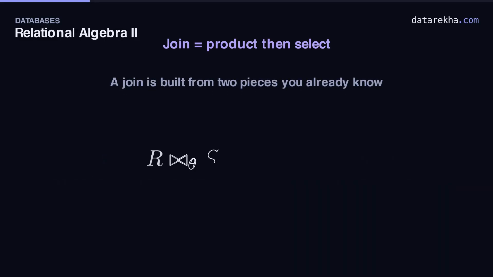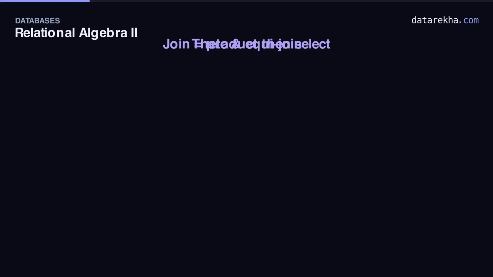Written in one line, R bow tie sub theta S equals sigma sub theta of R times S. That bow tie is the join symbol. The little theta underneath is the matching condition. This single equation is the seed of everything that follows.